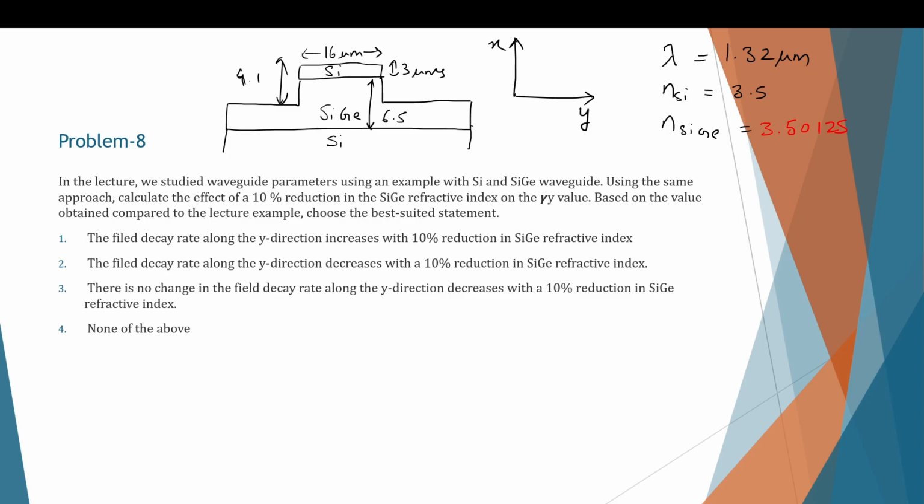So they've asked us for a 10% reduction. This problem I am not sure of the solution, so just let me know if you think it is wrong. So a 10% reduction will mean that my new silicon germanium index will become 3.151125. So I just did 3.50125 minus 0.35. So now my silicon germanium refractive index is actually smaller than the silicon refractive index, right?